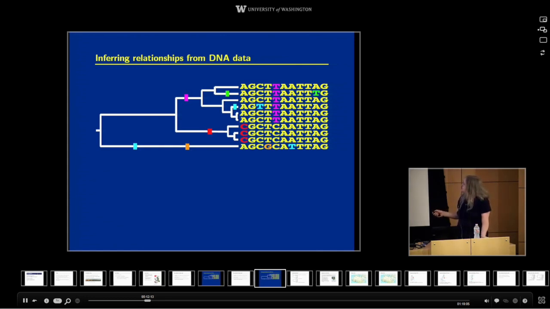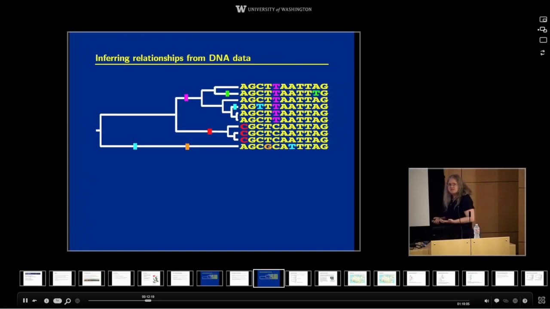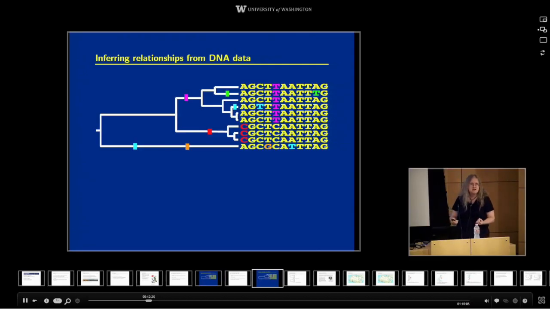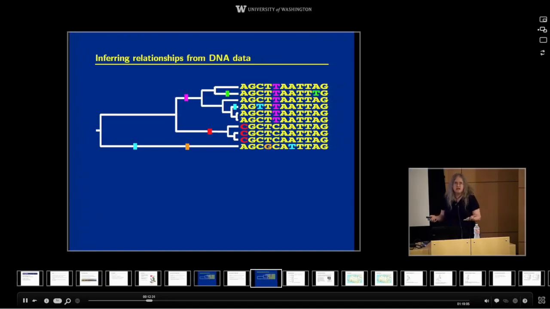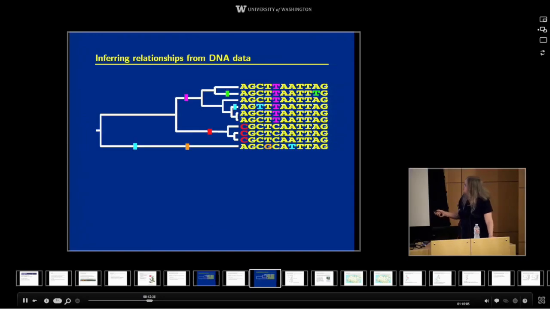For example, these 3 sequences share a C where every other sequence shares an A. The simplest explanation of that is that those 3 sequences go back to a common ancestor in which a mutation from A to C occurred, or perhaps all the other sequences go back to a common ancestor in which a mutation from C to A occurred. We don't know off the top which of those it is, but it suggests a clustering of these 3 sequences.